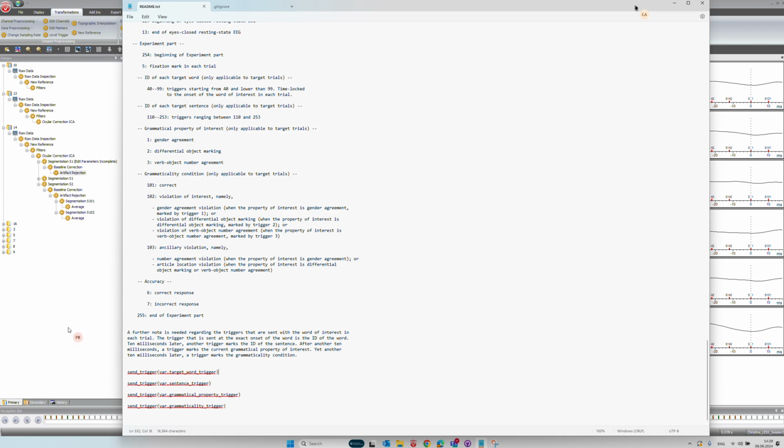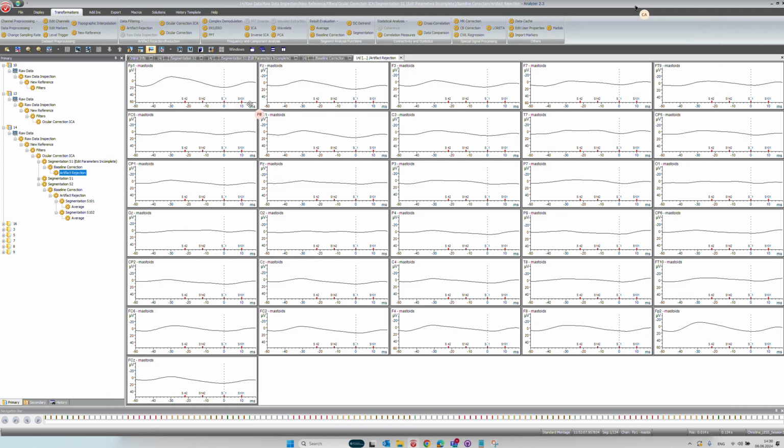This is our target word trigger, and our target word trigger is ranging always between 40 and 99. So this is the onset of the stimulus. The reason that all these are at different time points and that we don't just have them overlapping at the exact same time point is that that cannot happen. BrainVision recorder cannot send more than one trigger at once, and they need to be around 10 milliseconds apart from each other.